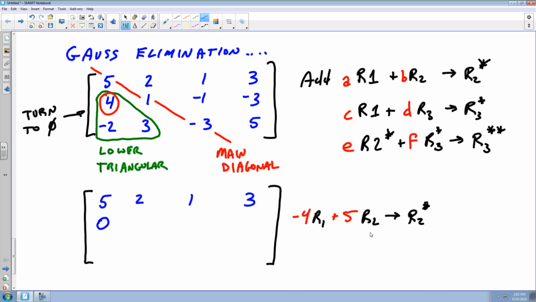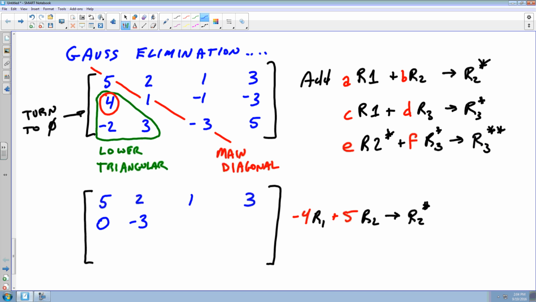Now you have to do that same combination on all the other terms of the row. They won't be 0 probably. Take a look at the next column there, the second column: 2 and 1. So it's going to be minus 4 times 2, which is minus 8, plus 5 times 1. So minus 8 plus 5 is minus 3.